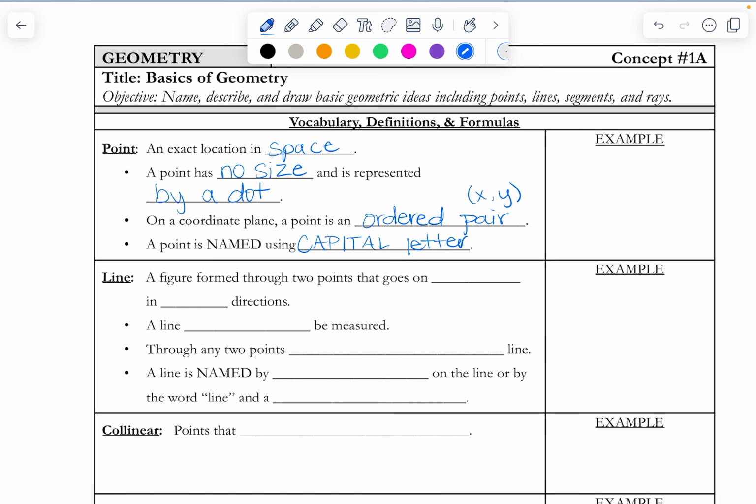Okay, so an example of this, let me make my handwriting a little bit better. An example of this would be, let's make our point here, or our dot. And whenever we're naming this, we want to use a capital letter. You can pick any capital letter. I'm going to pick the letter M. Okay, that's our example of our point.